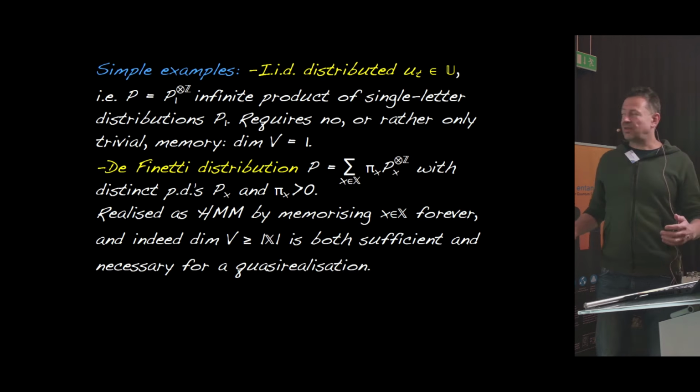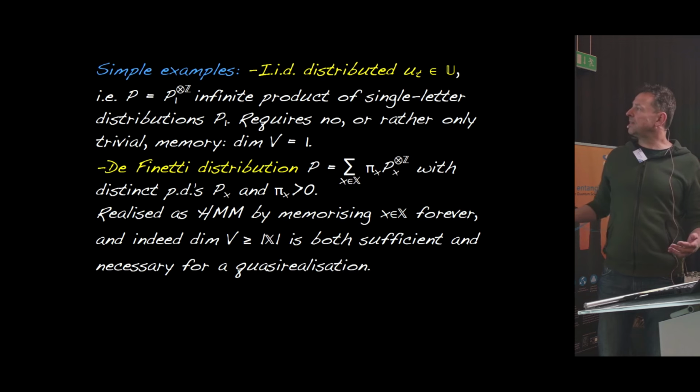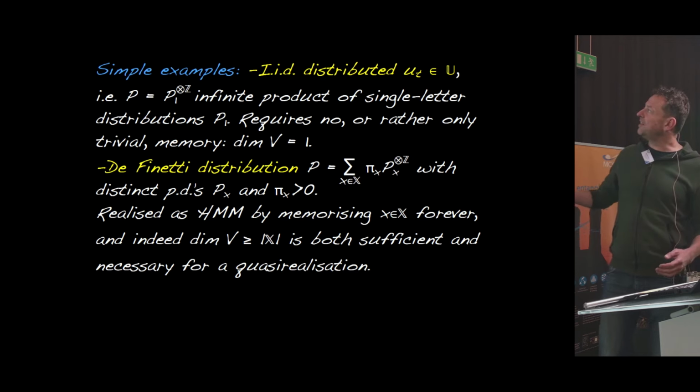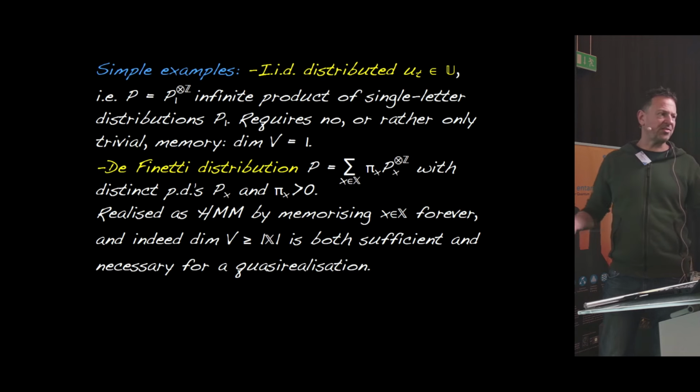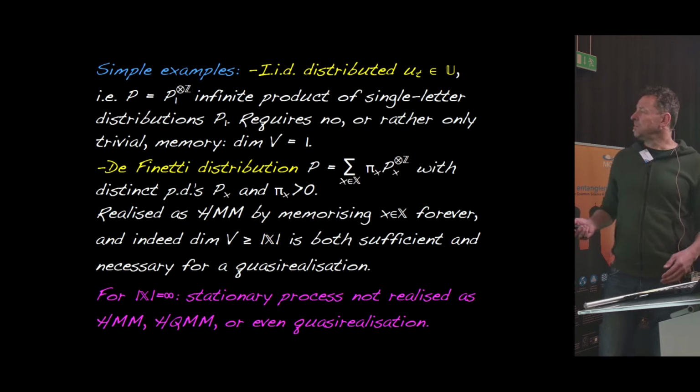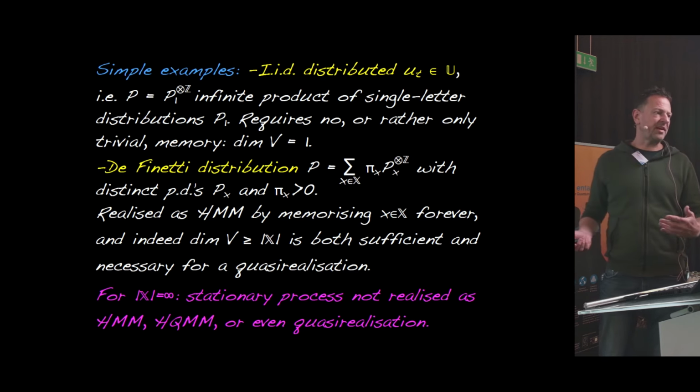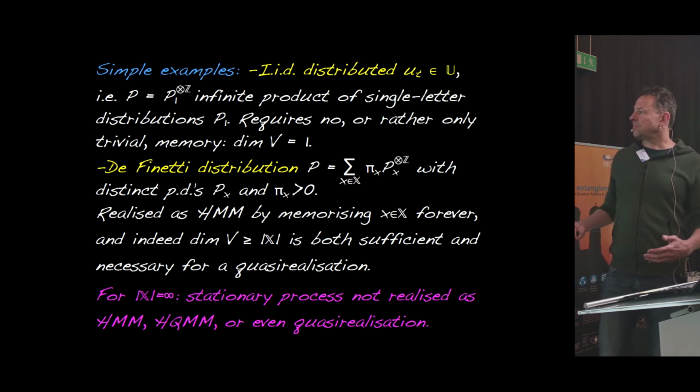In fact, if those p_x are mutually distinct, you can show that you actually need a dimension of this memory system equal to the cardinality of x. Simply because those states here are perfectly distinguishable. They are mutually orthogonal in the infinite limit. And so for x an infinite alphabet, this gives you examples of stationary processes that definitely cannot be realized with a finite memory. So the thing with the finite explanation has to come from somewhere. And so let's go into this.